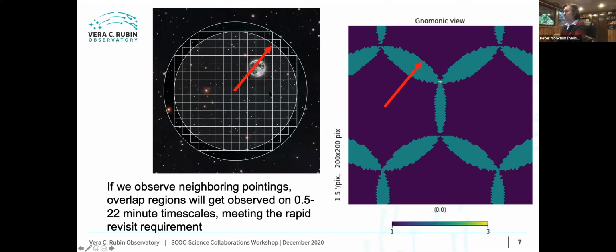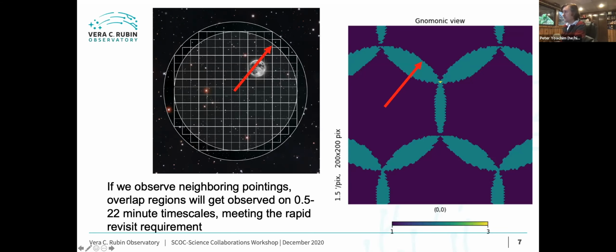And so just to remind everyone, this is what the Rubin field of view looks like. Each little square here is a CCD. And so this inner circle is the science field of view, and that's what's here. So every now and then things get observed outside the science field of view and so on.